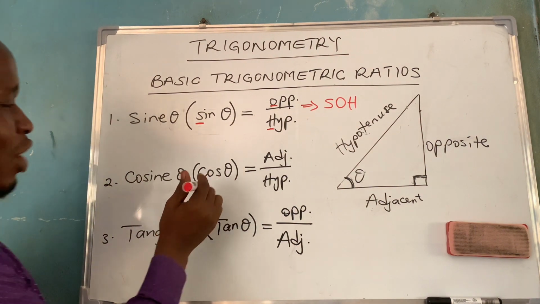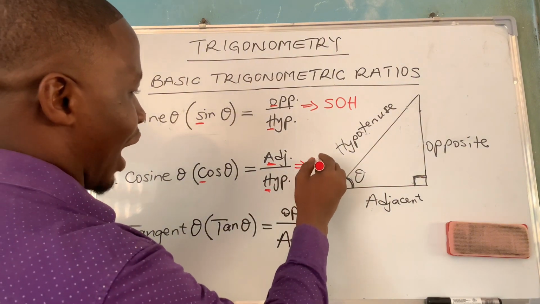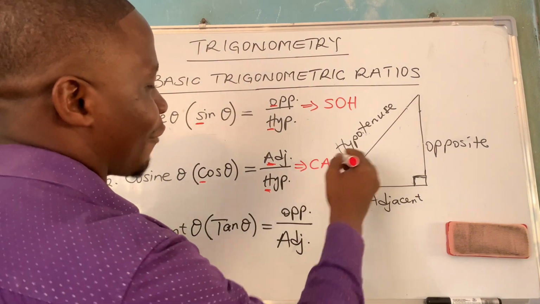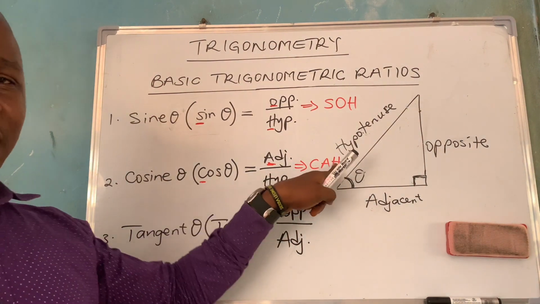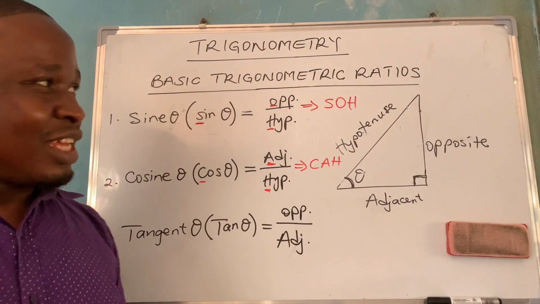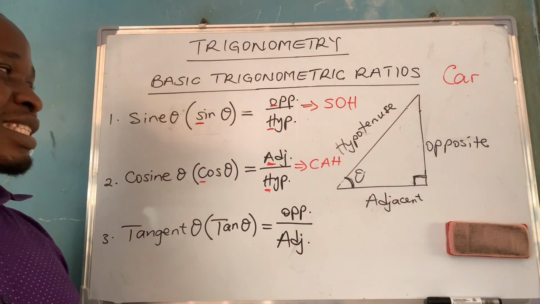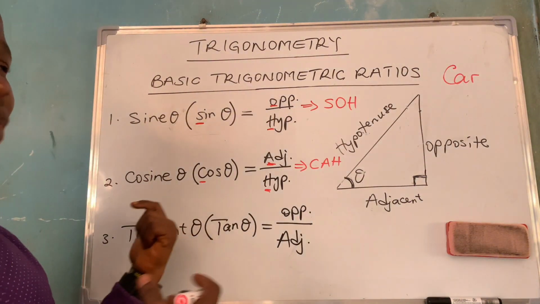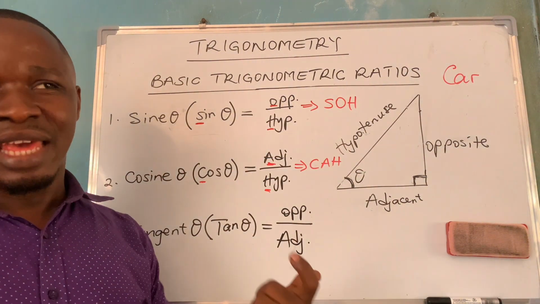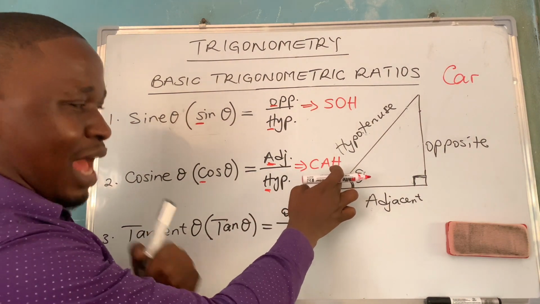Now, cosine of an angle is CAH. So this implies CAH. That one is very simple to remember. CAH is like car. We all know car, right? You and I want to drive cars. But here I want to use the acronym CAH. That is, cosine of an angle is adjacent over hypotenuse.